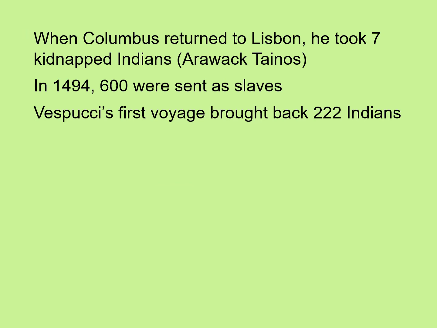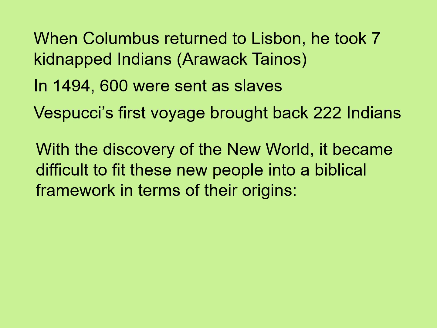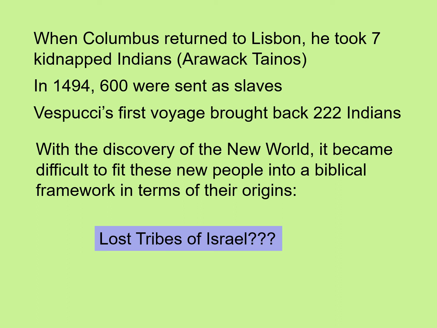When Columbus returned to Lisbon, he took 7 kidnapped Arawak Taínos with him. In 1494, 600 American Indians were sent back to Europe as slaves, and Vespucci's first voyage brought back 222 Indians. With the discovery of the New World, that is, the Americas, it became difficult to fit these new people and the way they looked, the way they dressed, the way they spoke, into a biblical framework in terms of their origins. And believe it or not, a lot of people said these must be the lost tribes of Israel. Here's what happened to them.